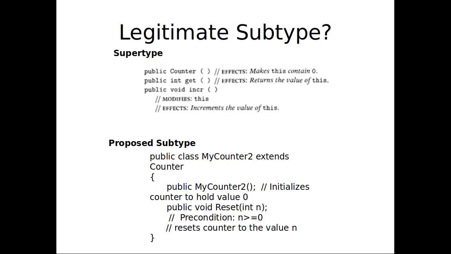Okay, so I'm going to focus on some more examples. Here's counter, my favorite counter. Here's my counter 2. It has a constructor that initializes the counter to hold 0, just like the original one. But it has a method called reset. You pass it an integer value, and it will reset the counter to that value. Is that a legitimate subtype of counter?